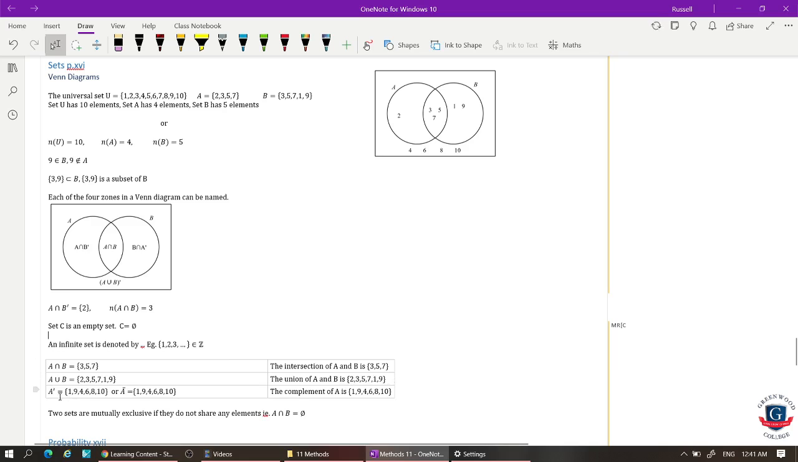The value is not in A prime, or A with a line over the top of it, is everything not in A. That'd be 1, 9, 4, 6, 8, and 10. And we call this the complement of A, everything that's not in A.